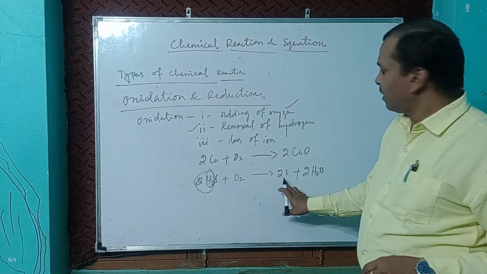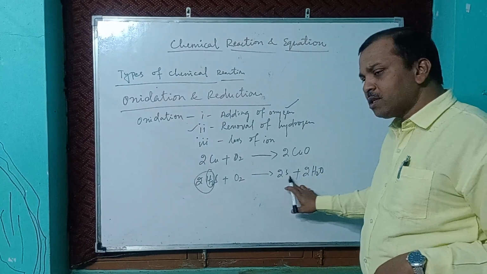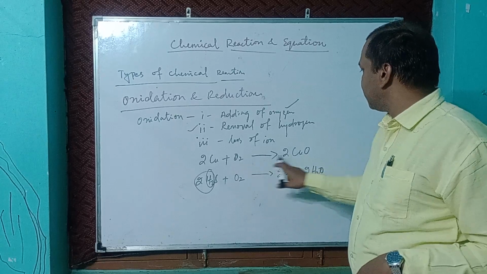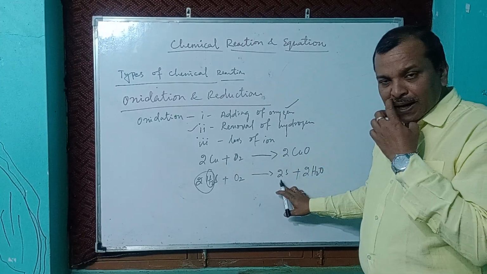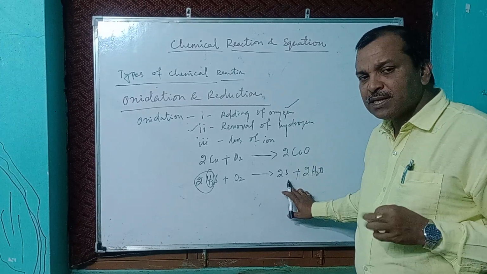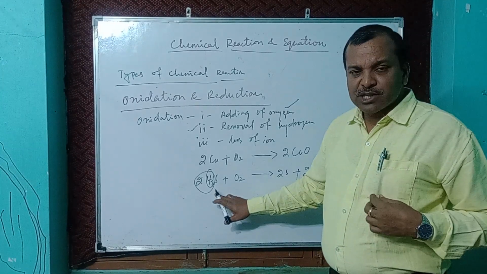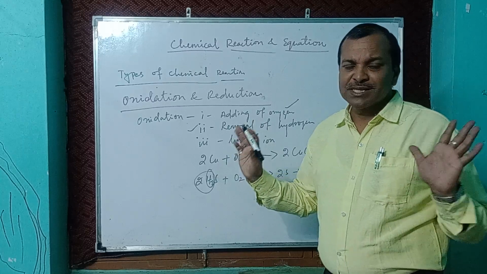What happened here? Here you can see oxygen is added. In Cu, oxygen is added. Here, hydrogen is not here. It is removed. From H2S, hydrogen H2 is removed.